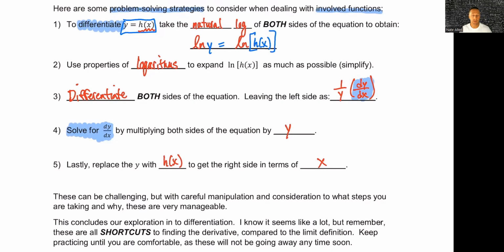And just to remind you that although this chapter 3 was very, very long, all this differentiating that we did, these are all shortcuts for us finding the derivative compared to what we had to do in chapter 2, which was that limit definition. So the better you understand these, the better off you're going to be in the next chapter. And of course, for this exam.